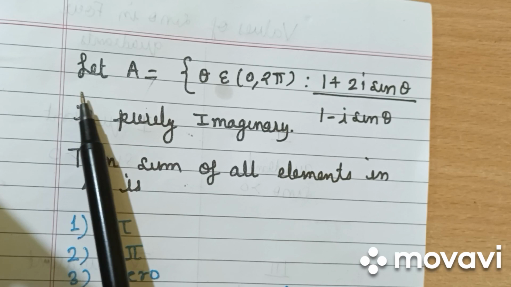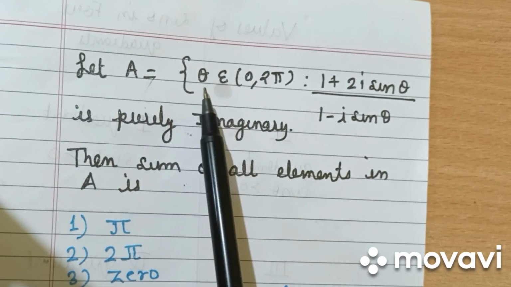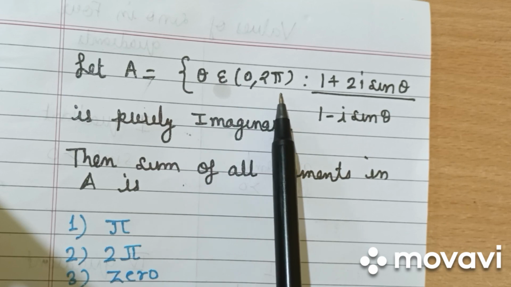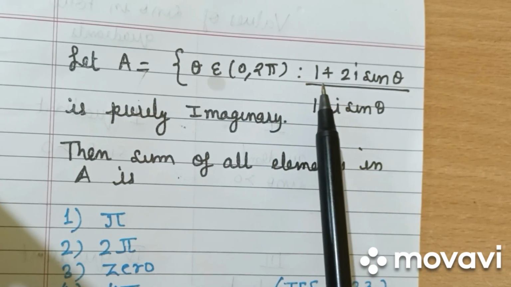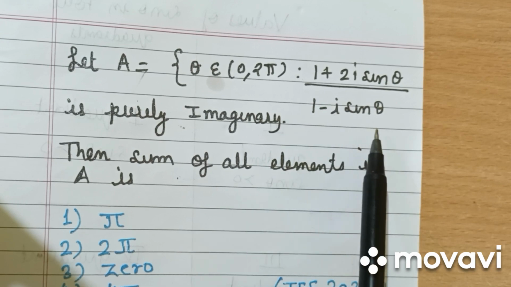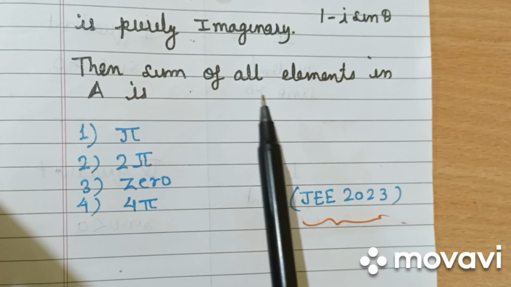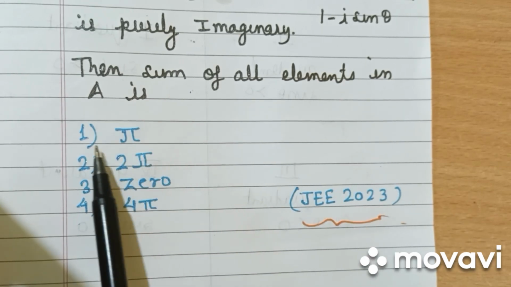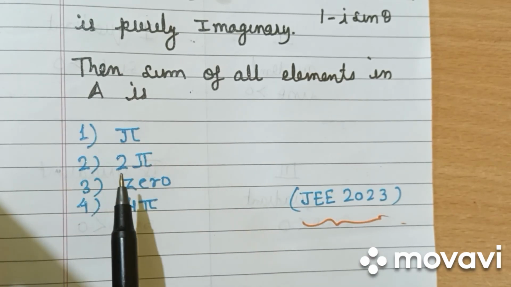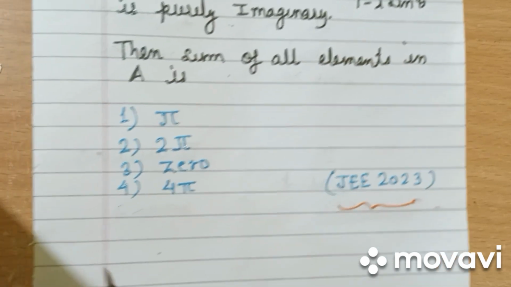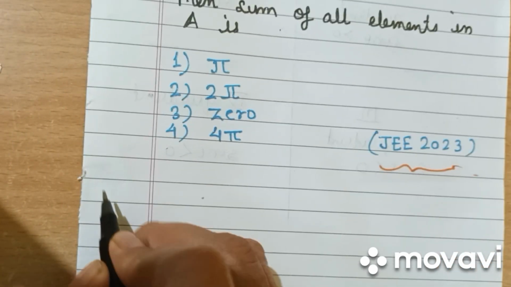The question is: let A equal the set of theta belonging to the open interval 0 to 2 pi, such that (1 + 2i sin theta) divided by (1 - i sin theta) is purely imaginary. Then the sum of all elements in A is: option A, pi; option B, 2 pi; option C, 0; and option D, 4 pi. So we are giving a solution to this problem.